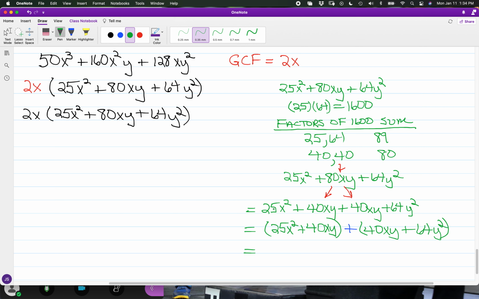and drawing out the respective greatest common factors. So into 25x squared and 40xy, that's going to be 5x. And into 25x squared plus 40xy, that is going to be 5x plus 8y. And bringing down the plus, the highest term that will go into these last two is going to be 8y. And that is also going to go 5x plus 8y times.